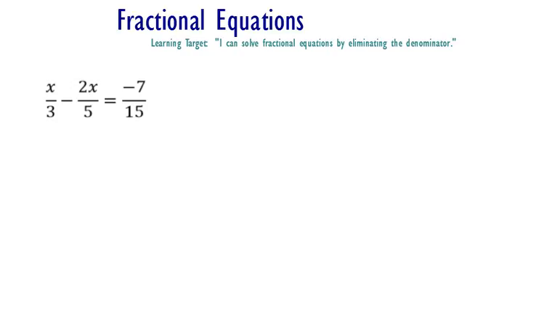So to do that, you take all your denominators, your 3, your 5, your 15, and you figure out what number all of those numbers can go into. You are figuring out the LCM, the least common multiple, or in this case, it's definitely the least common denominator. So the LCD would be 15. 3, 5, and 15 can all go into 15. So I'm going to take 15 and I'm going to multiply every single term by 15.